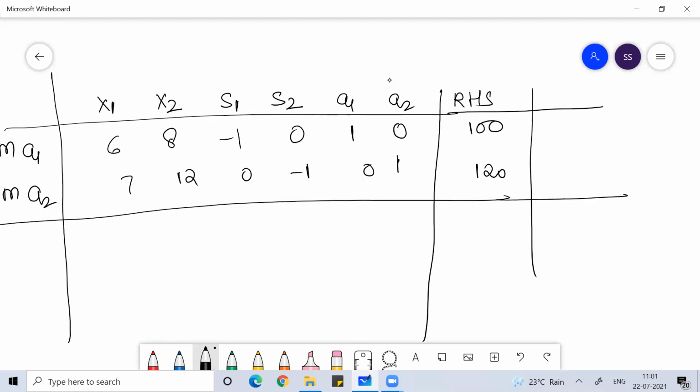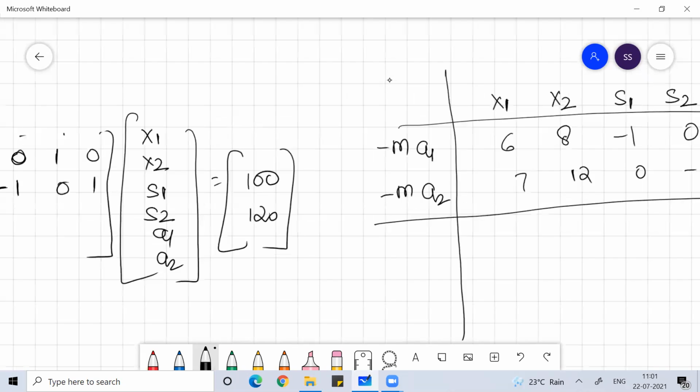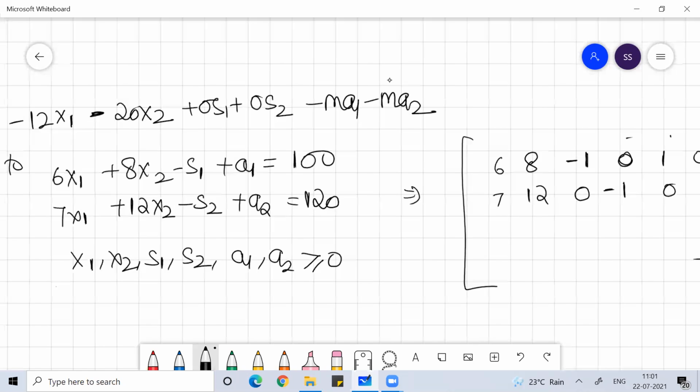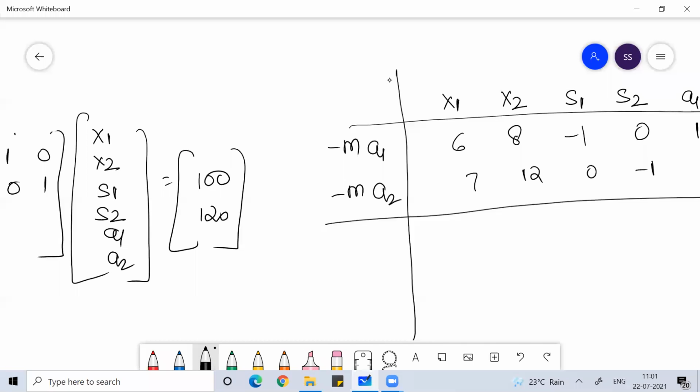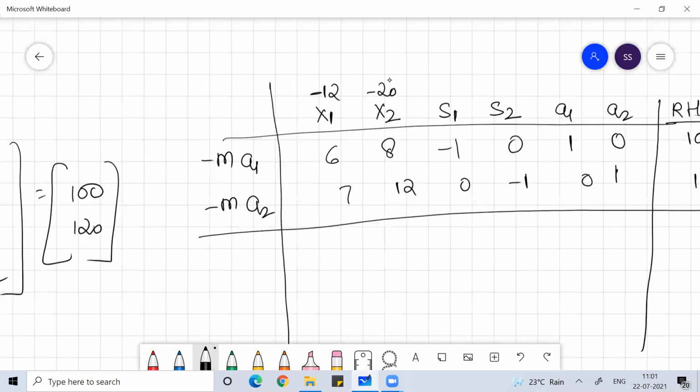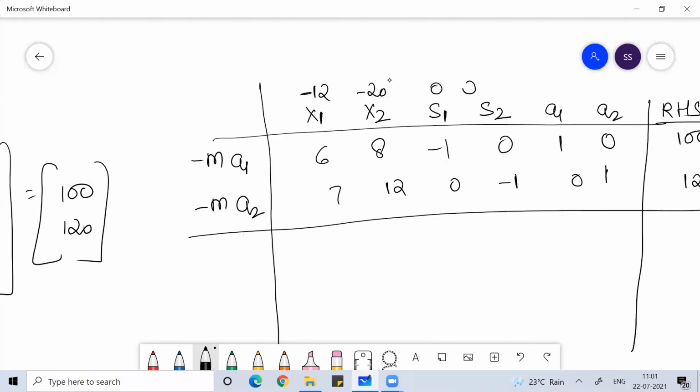And then you can write the Ci values. How will you get the Ci values? For the Ci value, you simply have to see the coefficient of your objective function. So minus 12, minus 20, because the objective function was minima, so you need to convert that into maxima, without which you cannot solve the simplex problem. So this was 0, 0, 0, minus M, minus M.